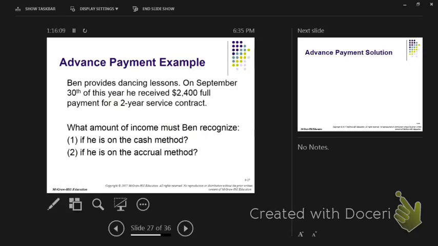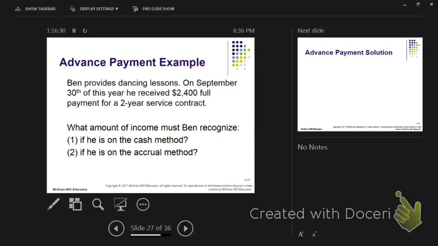All right, Ben provided dancing lessons. Even though the explanation on the prior slide was long, I think this makes a little bit more sense. Ben provided dancing lessons on September 30th of this year and received the full $2,400 for 2 years. How much income does he have to recognize under cash and how much under accrual?